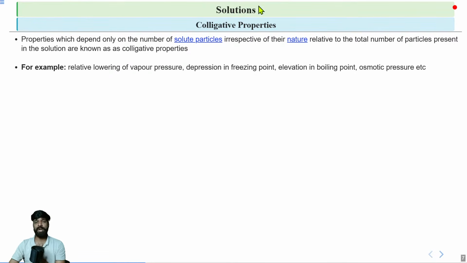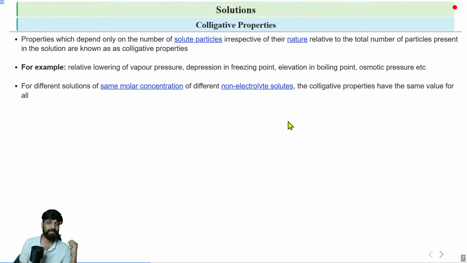The most important point that you should remember is that colligative properties only depend upon the number of solute particles and not on their nature. So basically it is mainly applicable to non-electrolytic systems. We will see an extension of this for electrolytic systems as well when we study the abnormal molar mass. Next, for different solutions of the same molar concentration of different non-electrolyte solutes, the colligative property has the same value.